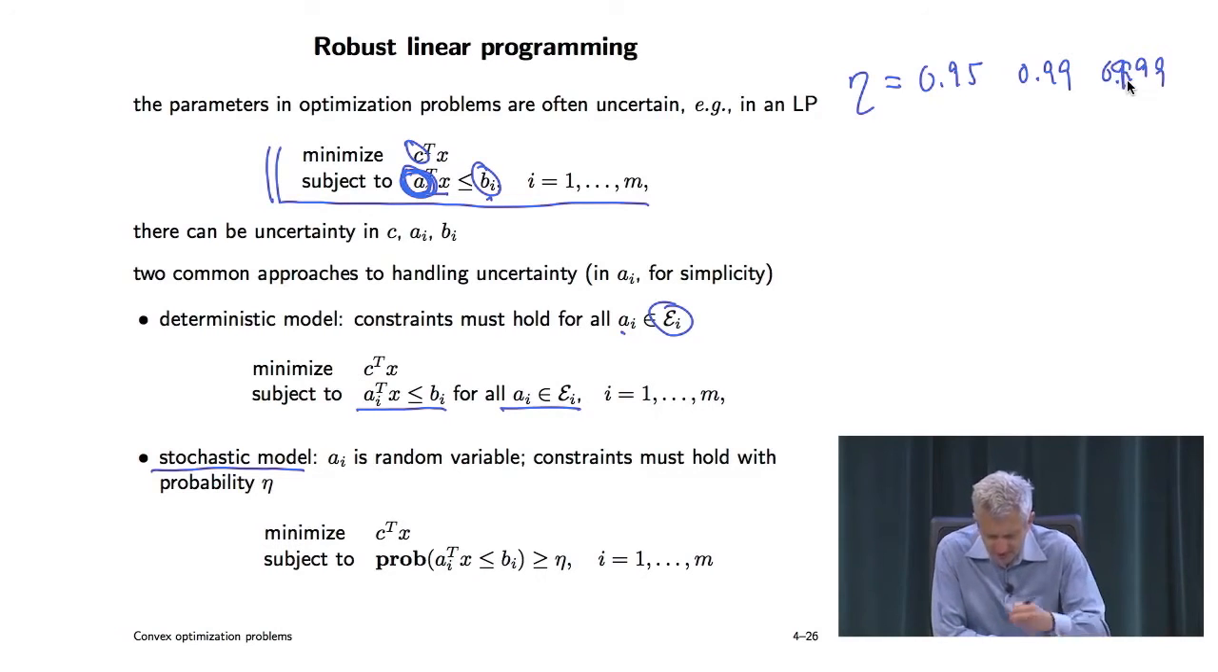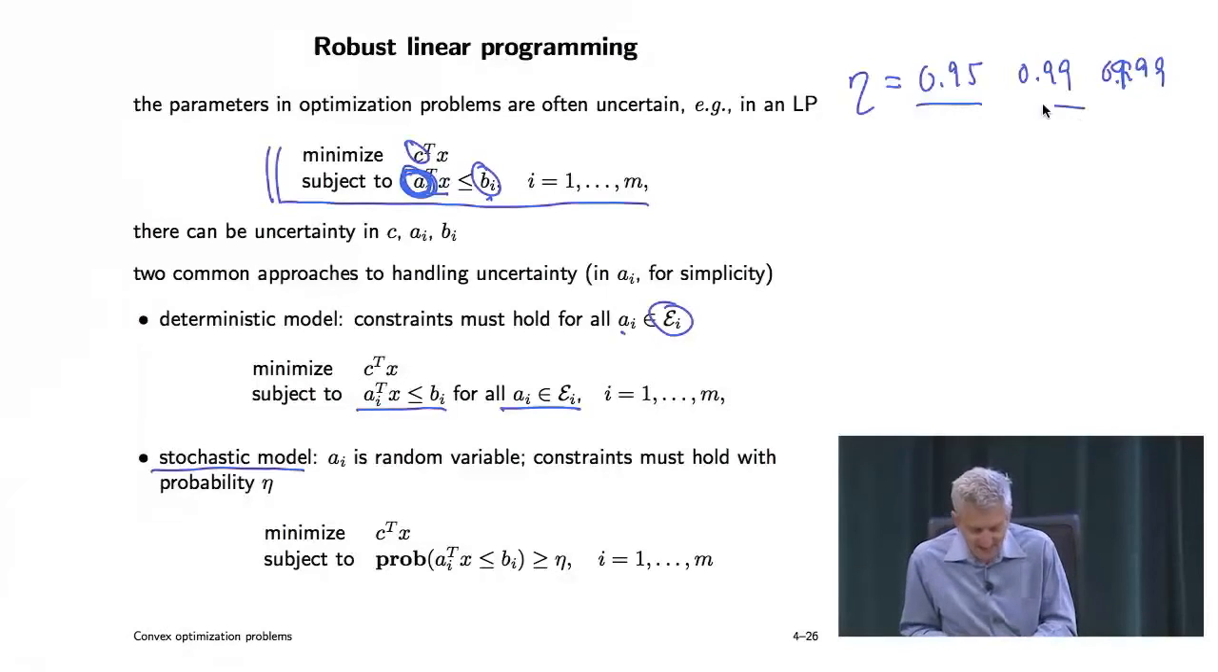Now, you might ask, why do I say these are the only three numbers of interest? It's very simple. You don't care about something like 0.7. That says, yes, I'd like those constraints to hold 70% of the time. That doesn't make any sense, because you want it to be violated 30% of the time? I don't think so.